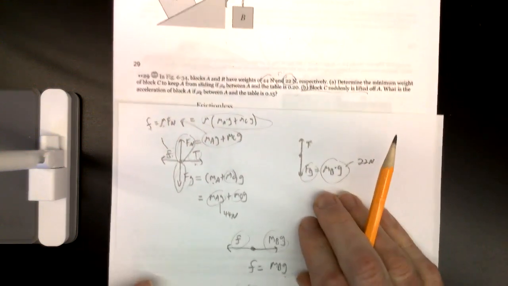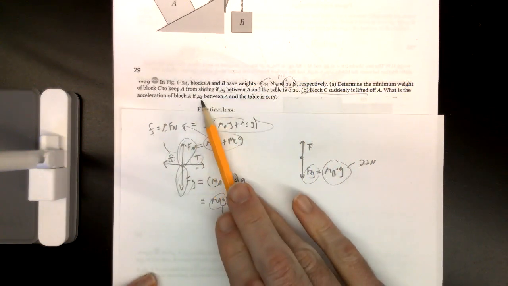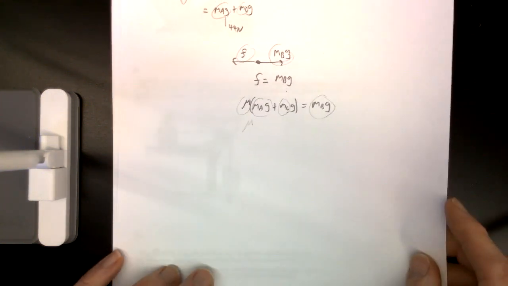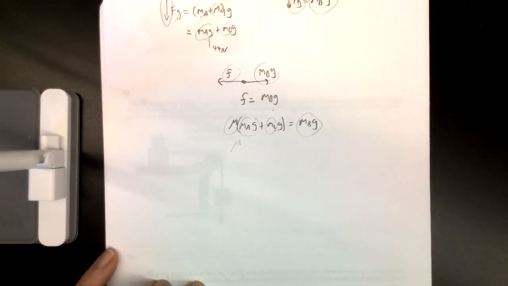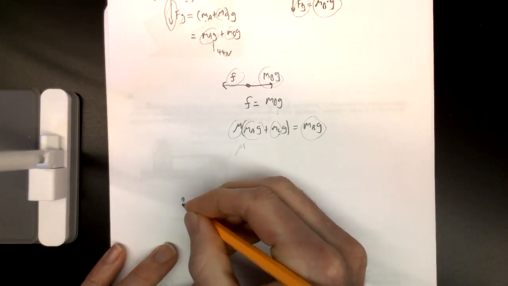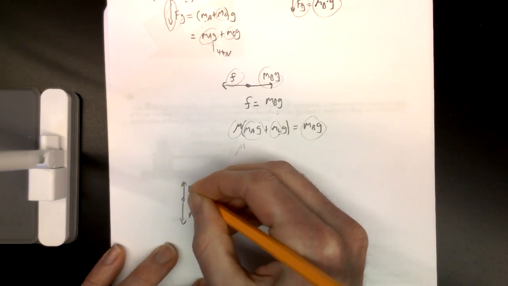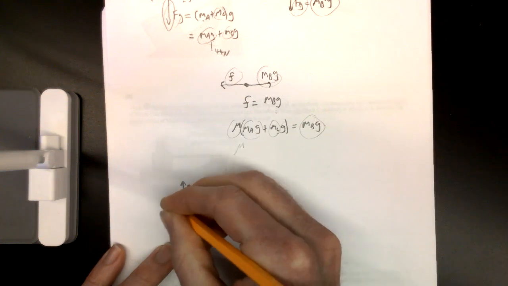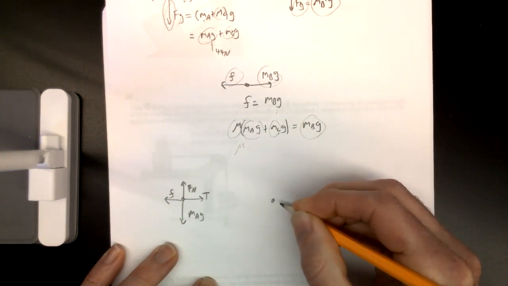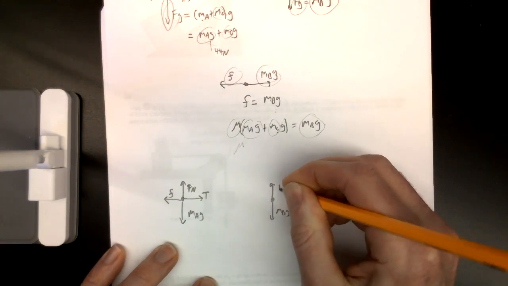Okay, so the second part, b up here, says block C is suddenly lifted off of A. What is the acceleration if the coefficient of friction between the block and the table is 0.15? So just looking at our free body diagrams again, if we want to draw a free body diagram over here, this is just block A. So we've got ma times g. We've got normal force. We've got friction force. And we've got tension. And then block B, once again, is mb times g, and then there's tension.